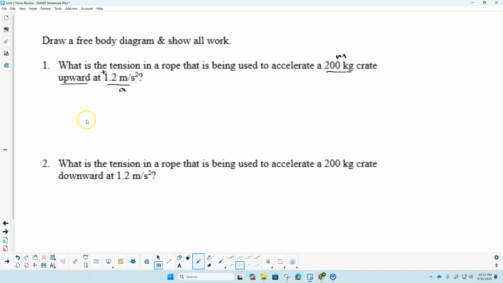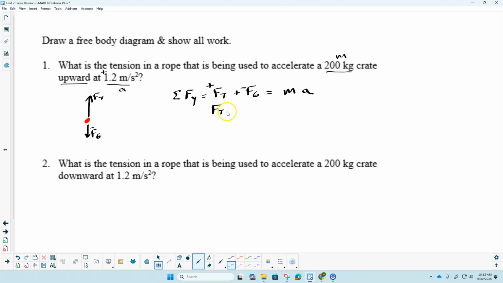If I draw a dot to represent the crate and the forces acting on the crate, we have the tension going up and we have gravity pulling down. In order for it to accelerate upward, the tension has to be bigger than the gravity. So that seems like a pretty good picture. If I sum up my forces in the y direction, I have a tension, which is positive, and I have a gravity, which is negative, because it's going the opposite way. Then I can set that equal to m times a.